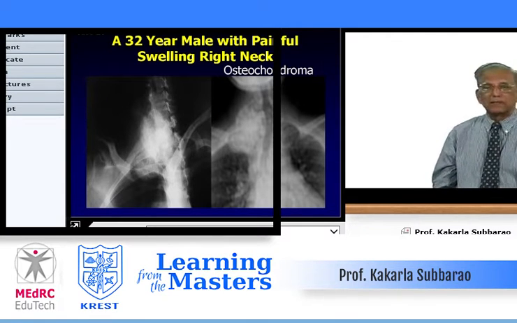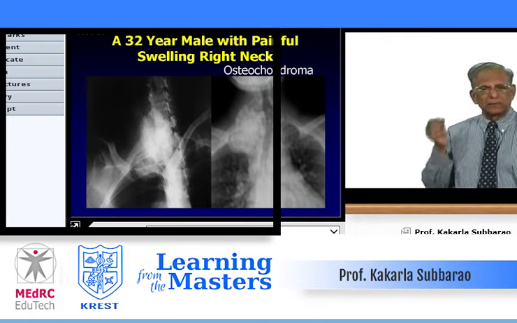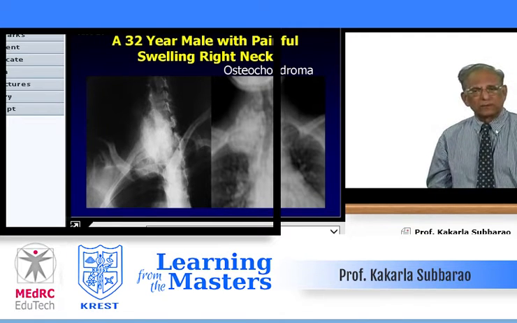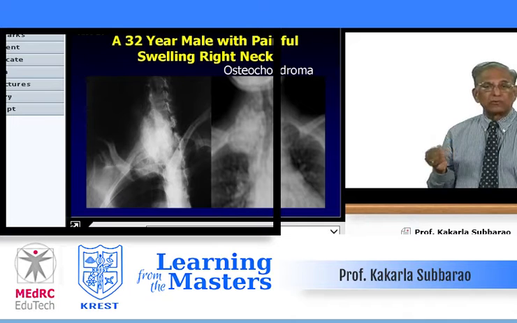Then number 16, again oblique views and AP views of the neck. You find a big calcific mass that is displacing the trachea to the contralateral side. And what are those calcifications? Some nodular calcifications, ring-like calcifications, if we look closely. Whenever we say ring-like or arc-like calcifications, think of an osteochondroma. It's an osteochondroma arising from the posterior part of the right first rib.